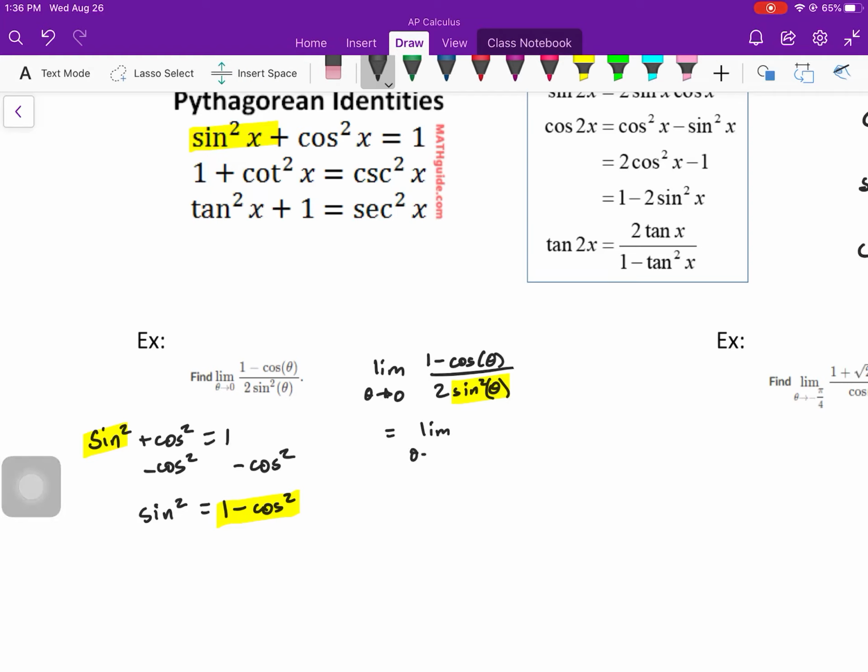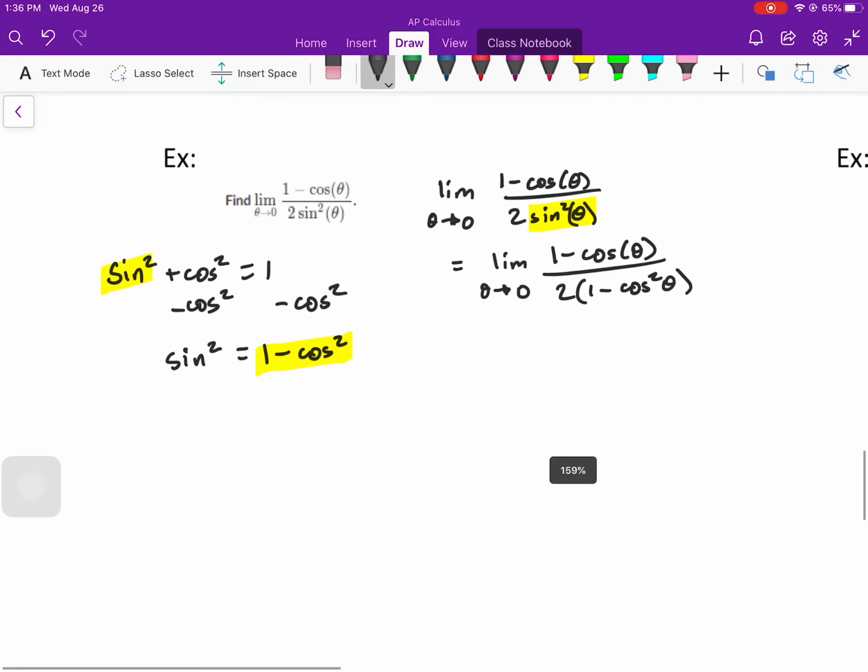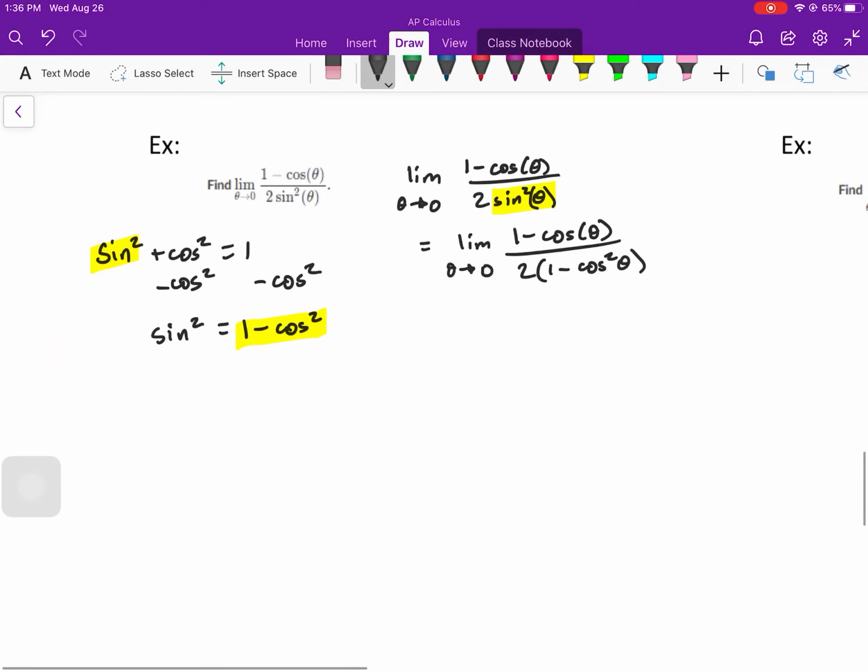So I'm going to put that this equals the limit as theta goes to 0 of 1 minus cosine of theta over 2 times 1 minus cosine squared theta. And so now I'm looking at this, and it's not possible for me just to cross those out because this is a cosine squared, so I can't just cancel these out. But I'm seeing difference of two squares. If you're not seeing it, let me show you what I'm talking about.